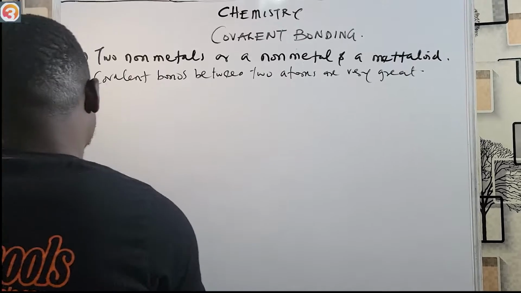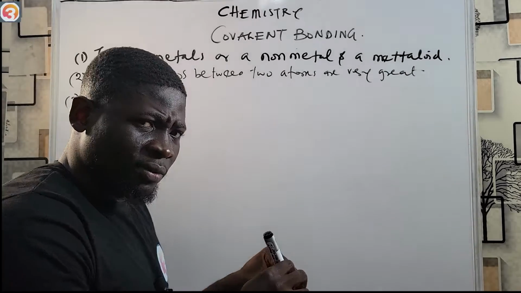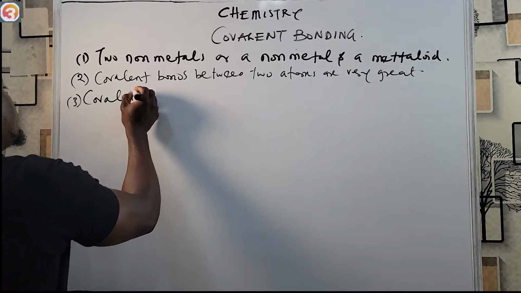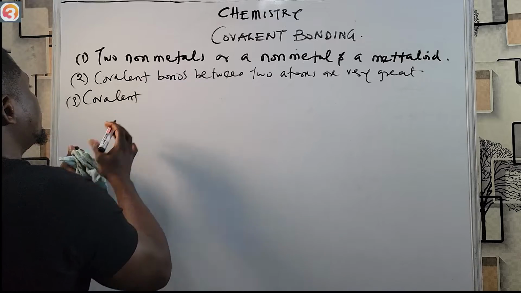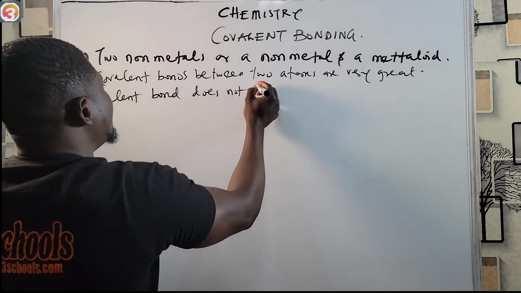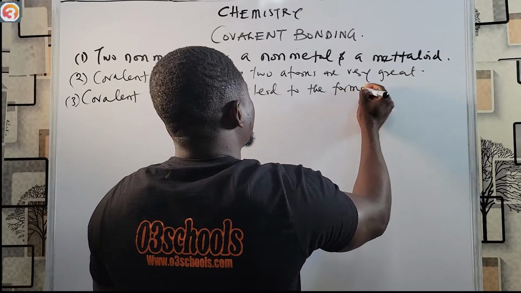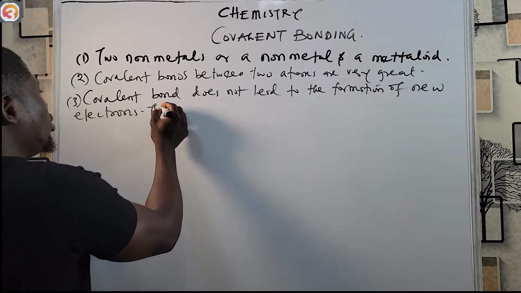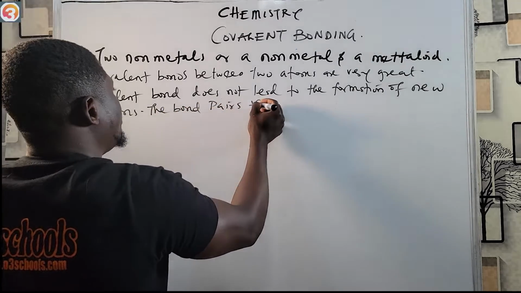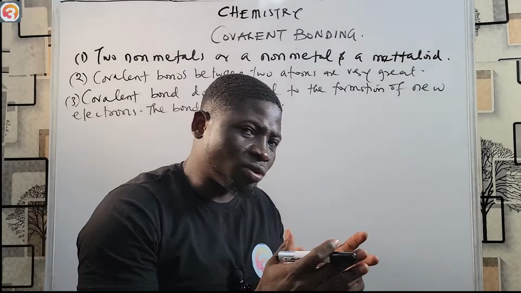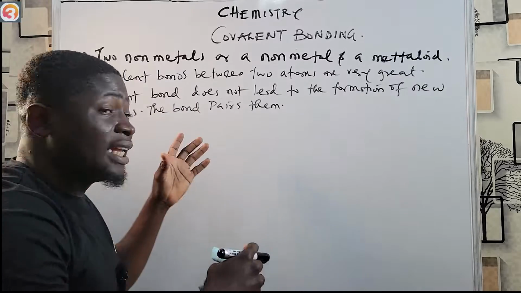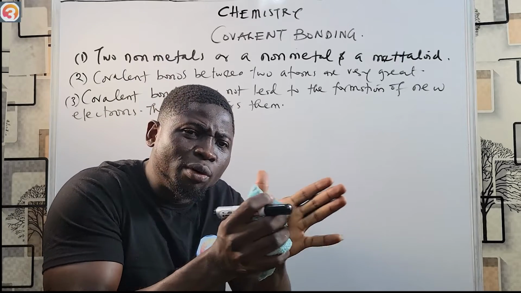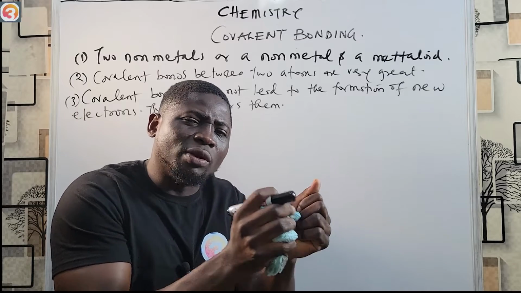Now, another thing you need to know is that covalent bonds do not lead to the formation of new electrons, right? The bond pairs them. So it is the bond that pairs the two atoms together. A new electron does not come from one, it does not have to transfer an electron to the other. It is the bond that pairs them, and that bond is the covalent bond we're talking about.